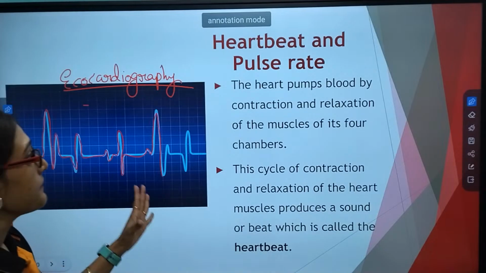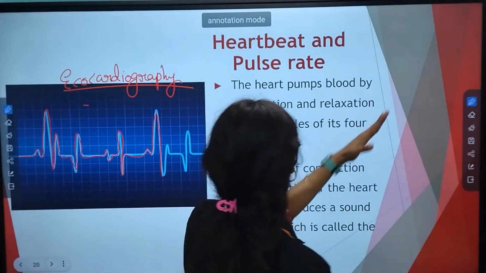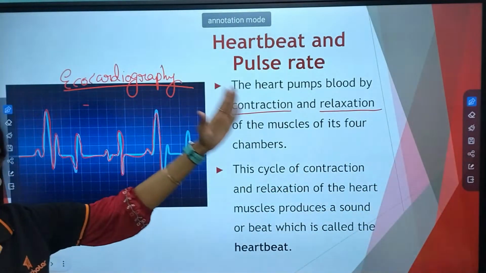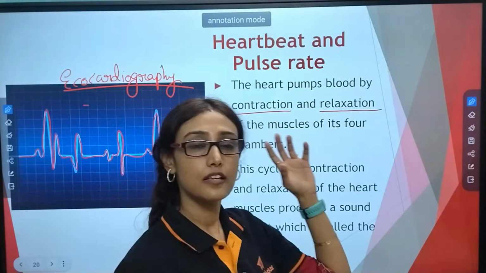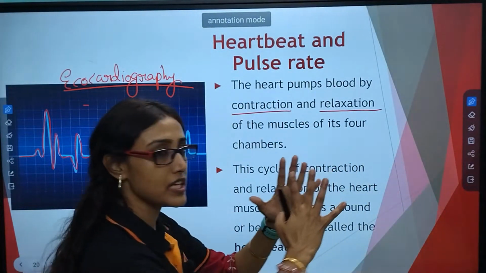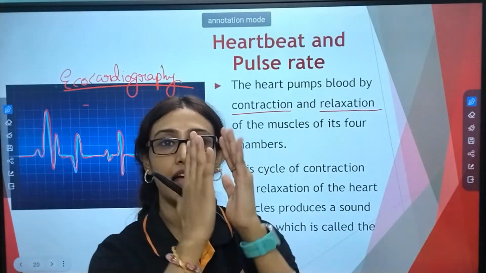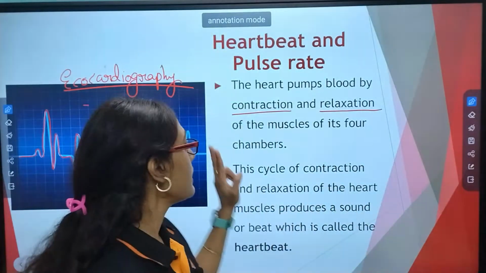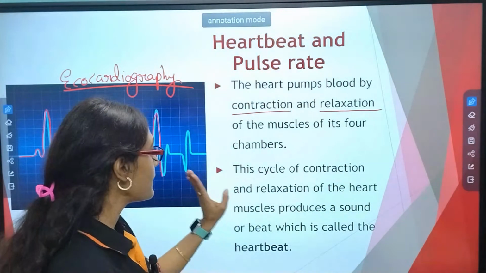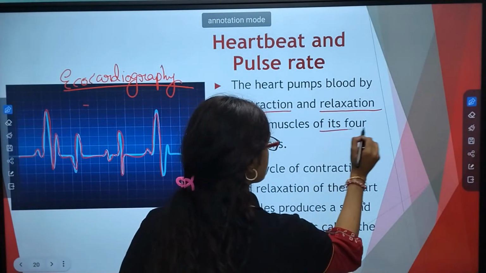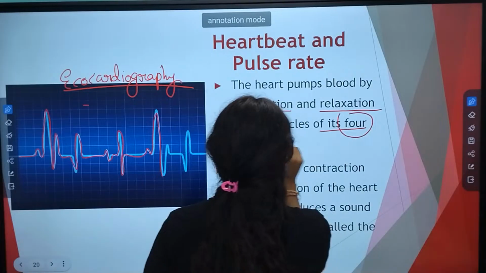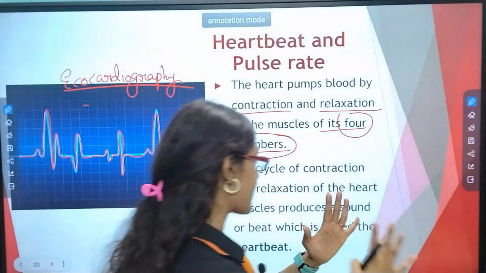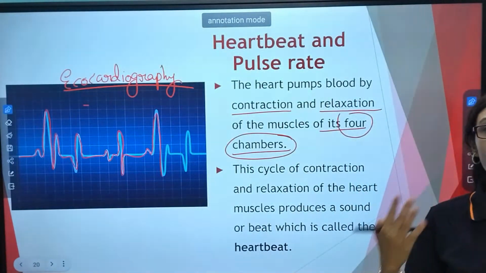So see, the heart pumps blood by contraction and relaxation. This I have already shown you in your previous class, how the heart pushes. This is contract and this is relax. This is contract, this is relax. So the heart pumps blood in this way throughout its four chambers. Just now we have learned how these four chambers work. So this cycle of contraction and relaxation forms a sound.